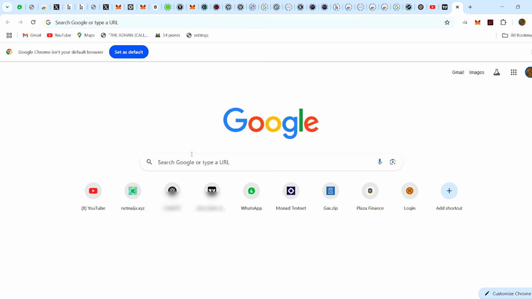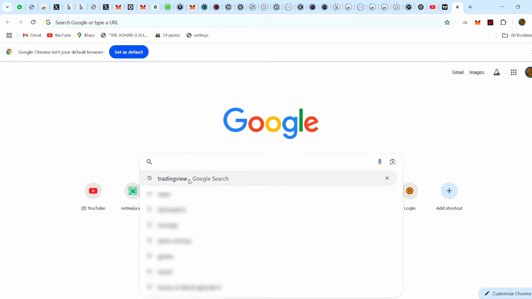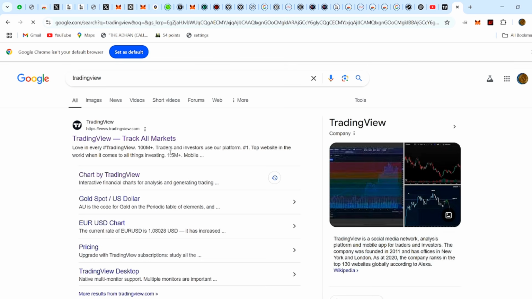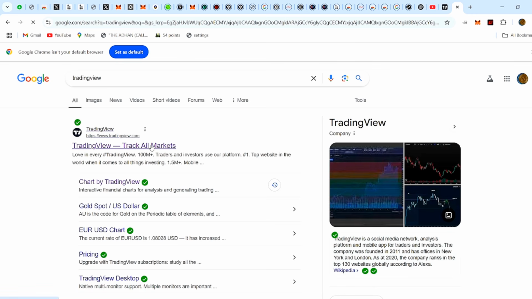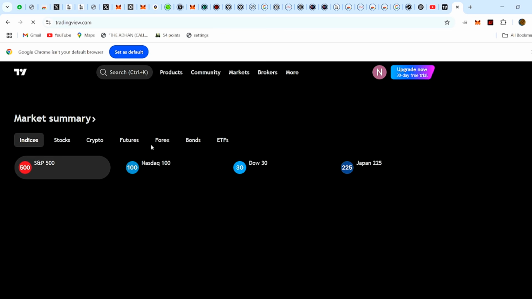Alright guys, on my laptop screen right now, I want you to go ahead and search for the keyword TradingView. This is a platform that users can use to monitor trades and get a bird's eye view of what is currently going on in the space.